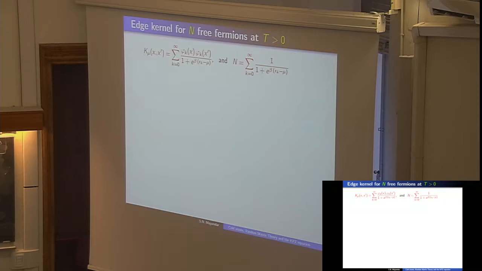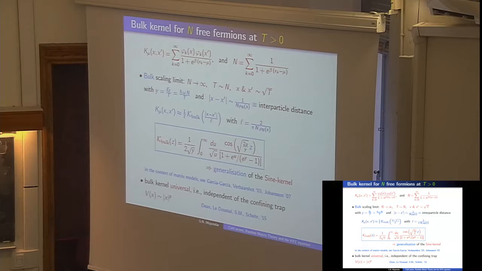I think we can come to the edge kernel at finite temperature just after this. So let's stop here. We described the bulk kernel at finite temperature, and now I want to describe the edge kernel at finite temperature. Then we'll make the connection to the KPZ problem that Herbert talked about. Okay, so let's stop here then.